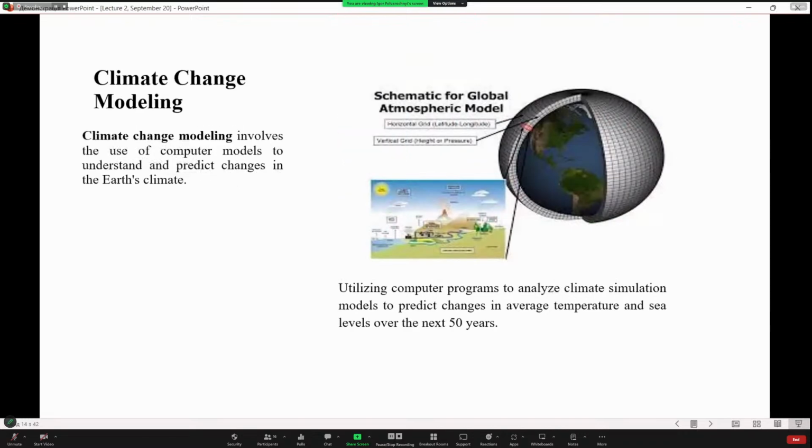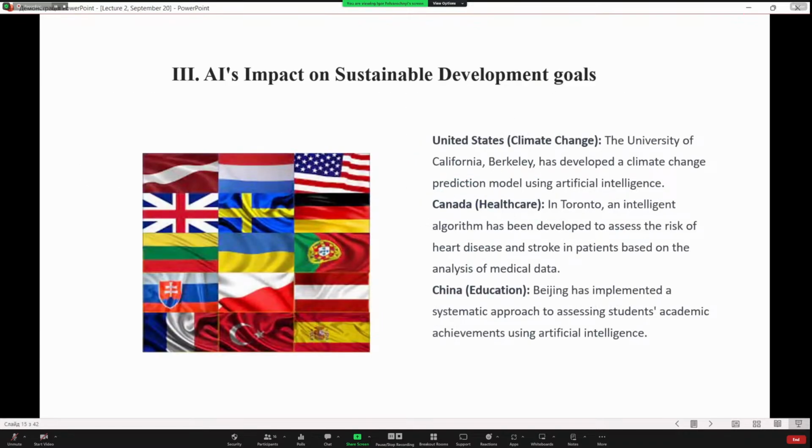Climate change modeling is the third approach, which uses computer modeling to understand and predict changes in the Earth's climate. So on this picture, you can see some models and analysis from computer programs about climate changes and simulations, how to predict changes in average temperature. It's absolutely actual for all people, for inhabitants of our planet. So right now we see all climate changes and how we can use AI for that. This is a question. This is a real problem. And to my mind, citizens should be very careful about that.